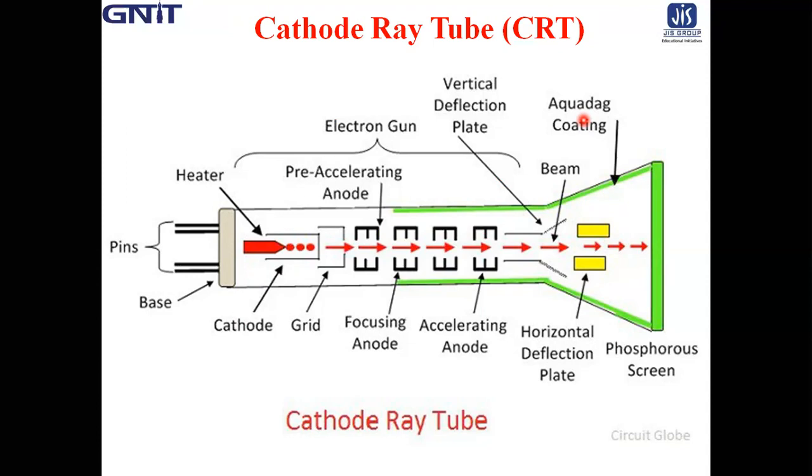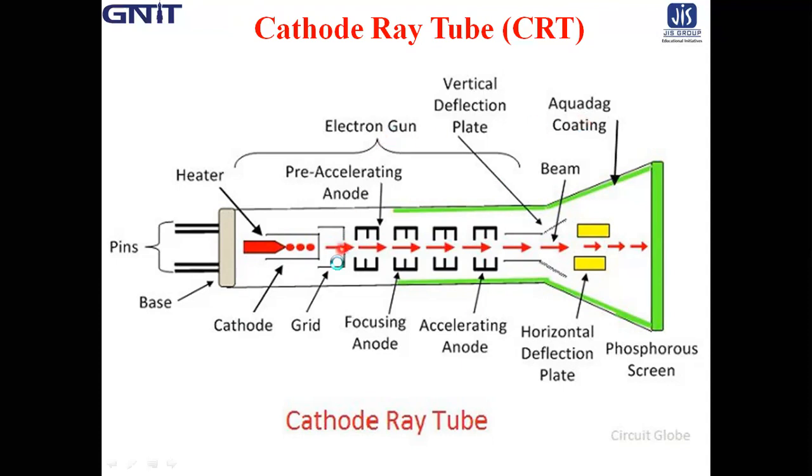Some of the fluorescent materials coated on the skin emit different colors, such as green with zinc, blue with calcium, white. These are used in normal television receiver tubes.